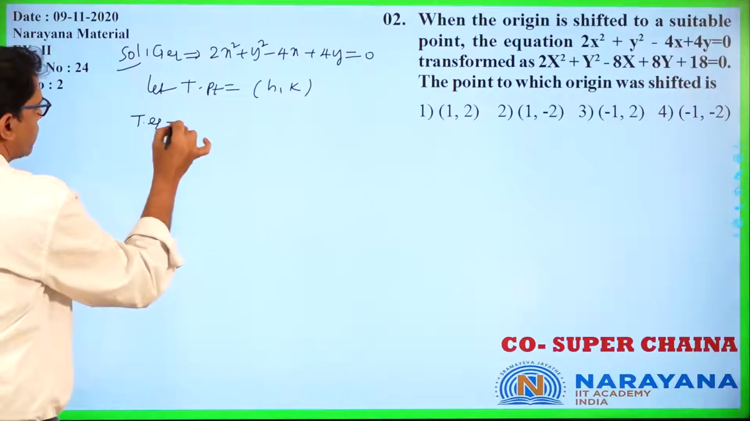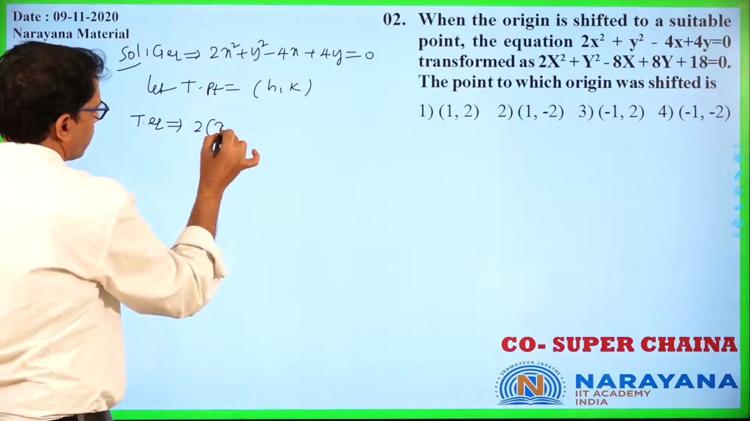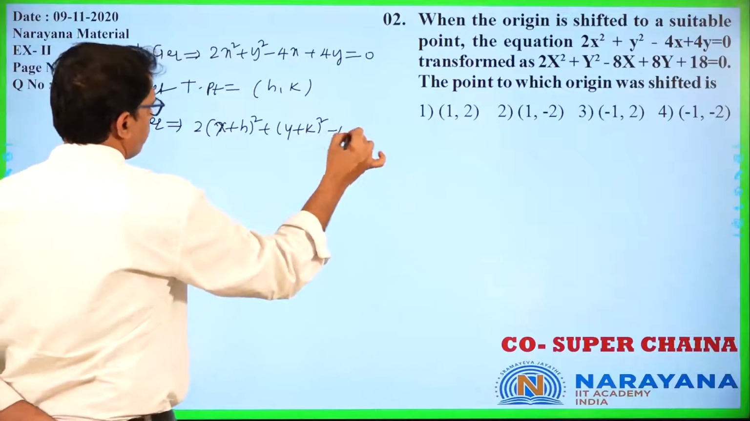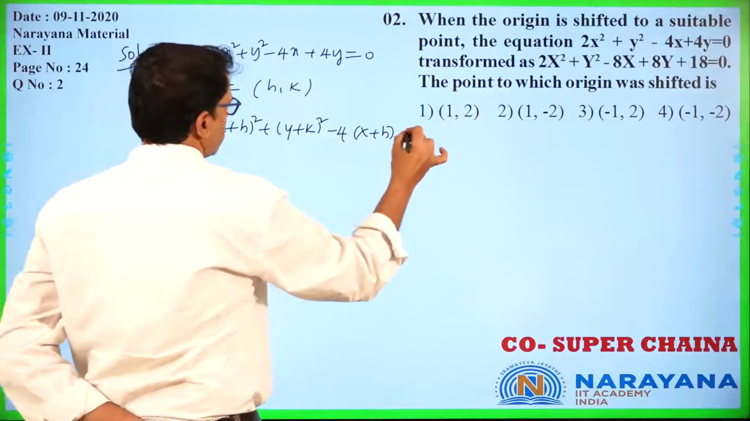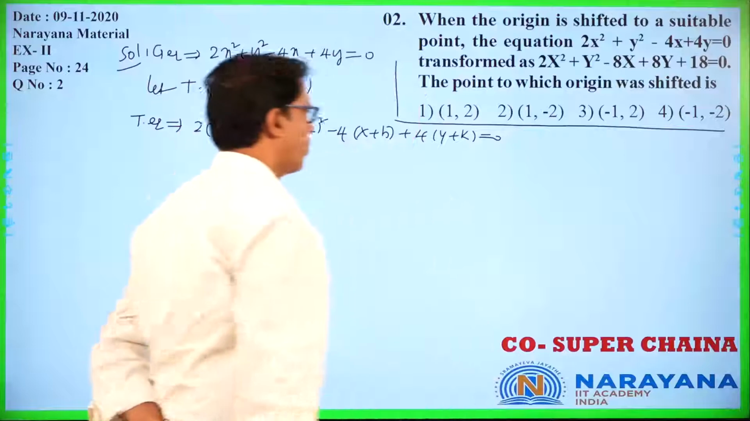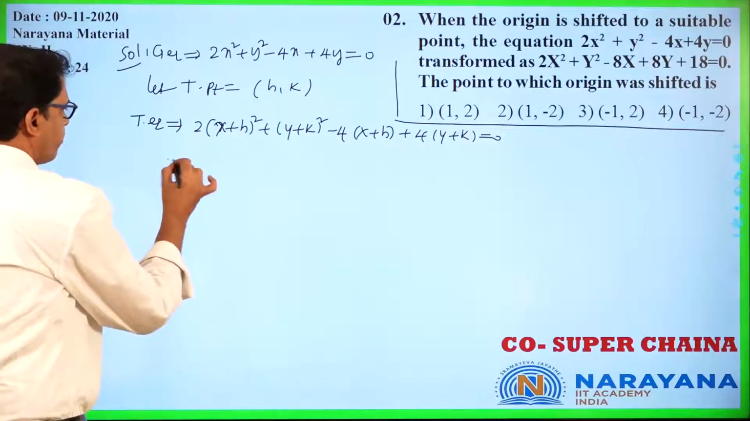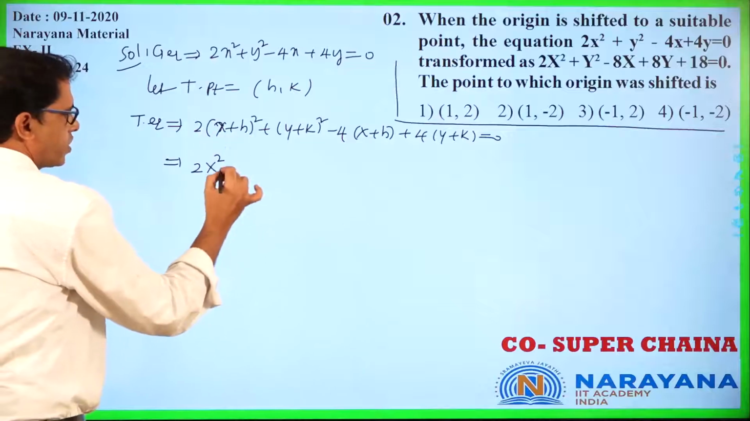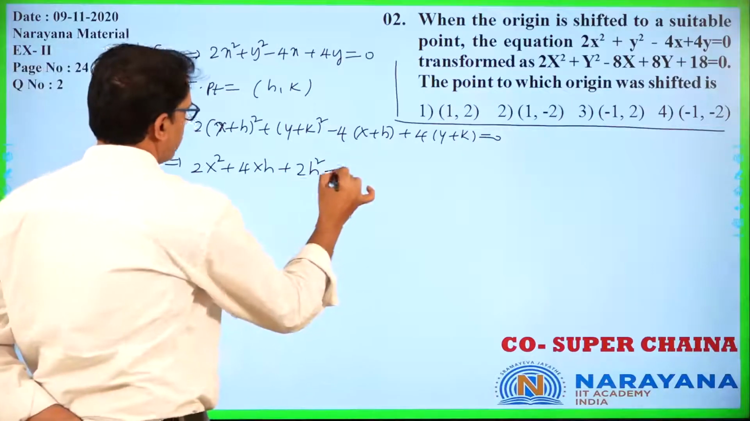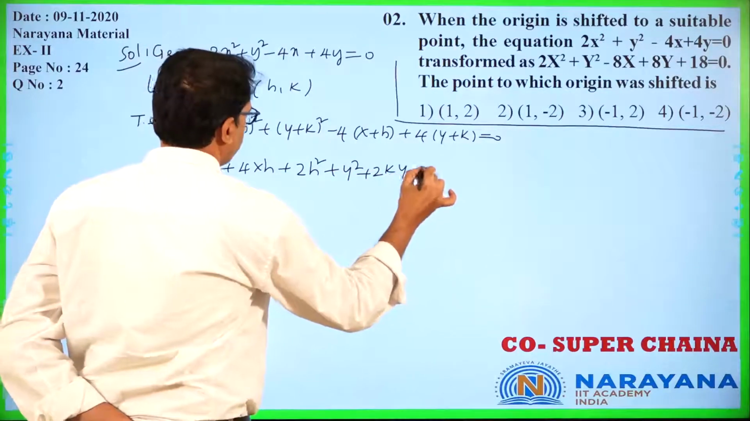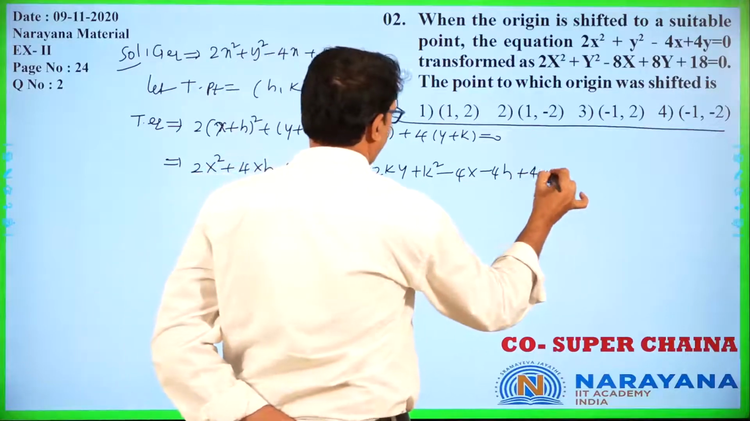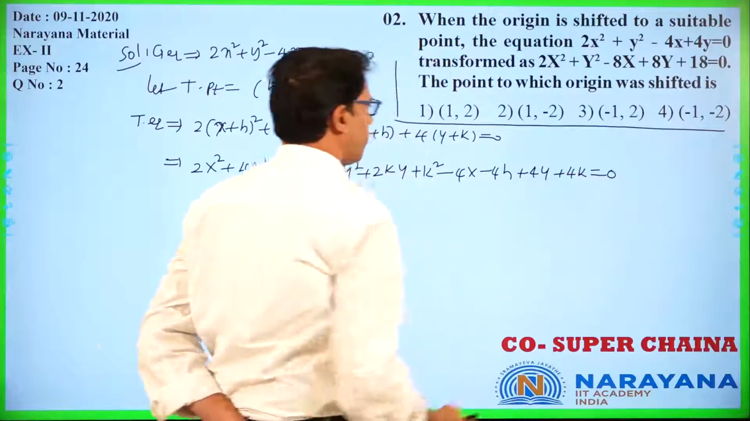The transformed equation is 2(x + h)² + (y + k)² − 4(x + h) + 4(y + k) = 0. Now simplify. We get 2x² + 4xh + 2h² + y² + 2ky + k² − 4x − 4h + 4y + 4k = 0.